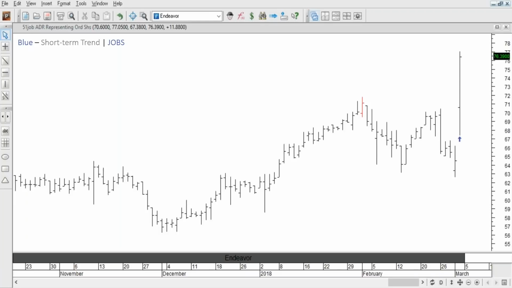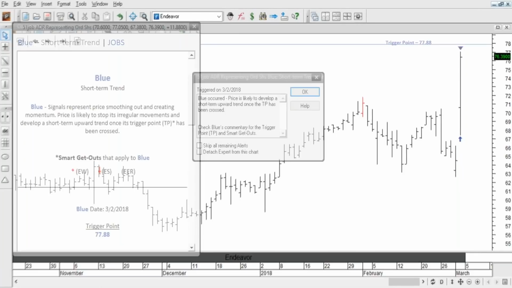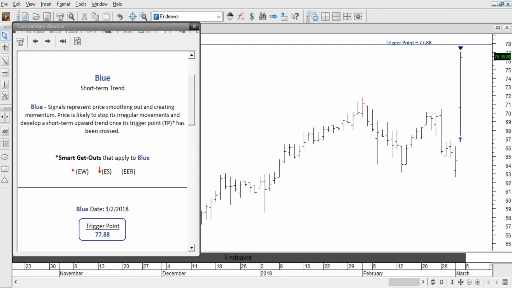And since blue signals identify short-term upward trends, they provide us with a tremendous opportunity. Let's look at a few recent examples, starting with the blue signal right here on JOBS. This signal occurred on March 2nd, and like always, along with the blue signal comes the blue alert box. I'll open the commentary. You can see here our trigger point is 77.88, and I've already set the line on the chart. Now I'll move us forward in time.